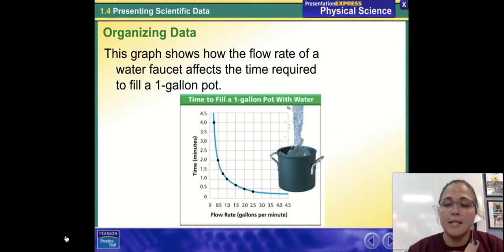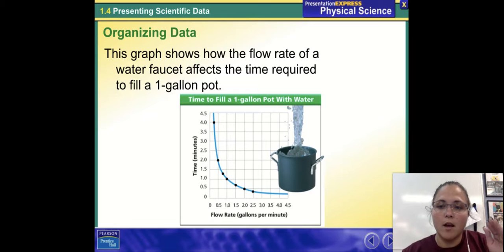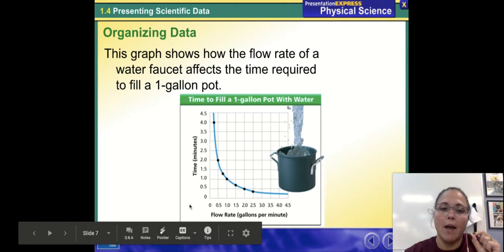So one last thing about line graphs is that we use line graphs to show continuous change. And so anytime that time is a variable, if we're showing anything happening over a certain amount of time, you're going to show that with a line graph.